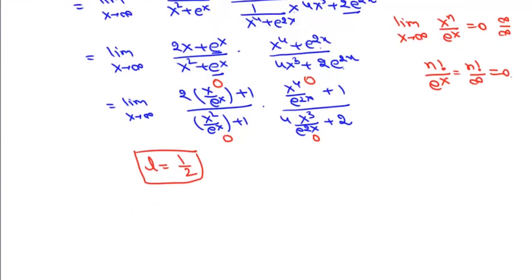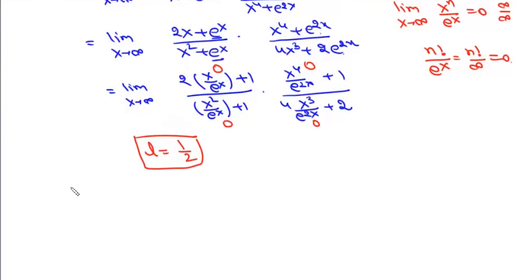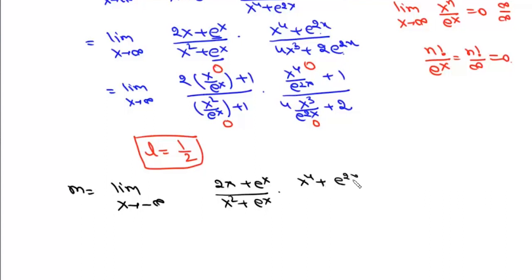Now we'll find the value of M. Now for M, we have this limit x tends to minus infinity, and again we'll get this same differentiation, which will be (2x plus e to the power x) upon (x square plus e to the power x) into (x to the power 4 plus e to the power 2x) upon (4x cube plus 2 into e to the power 2x). Now here this is x and x to the power 4, x to the power 5. Here it is x square and x cube, x to the power 5. So we'll divide everything with x to the power 5. So we can write limit x tends to minus infinity, this is (2 plus e to the power x upon x).